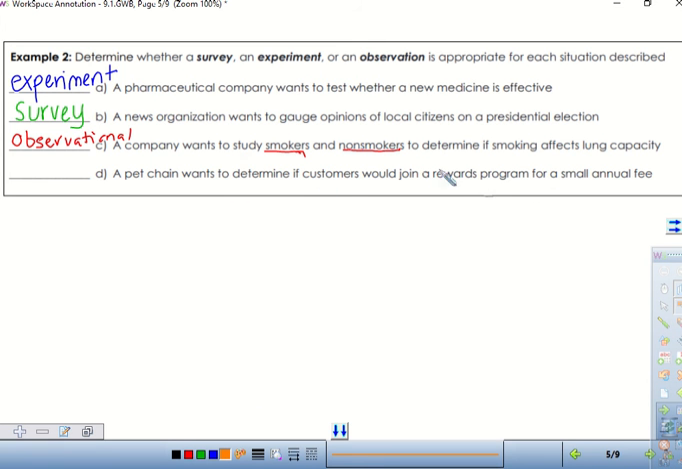A pet chain wants to determine if customers would join a rewards program for a small fee. Yeah, the best way we could observe this would be just to give a survey at the pet store or whatever it is. So yeah, you just give a survey. Observing people at the store isn't really going to help tell you this.